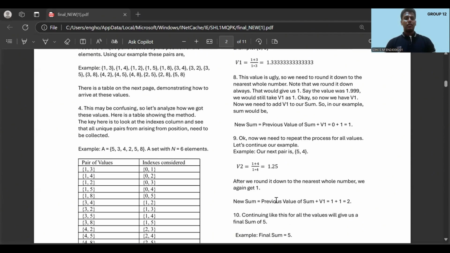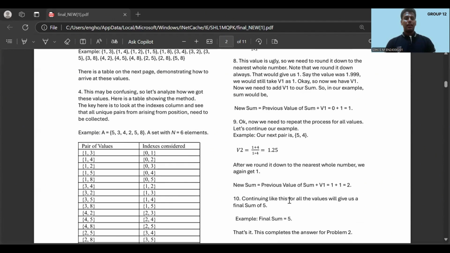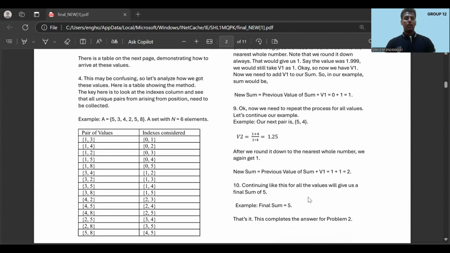The final sum is your answer. For example, with A equals 5, 3, 4, 2, 5, 8, following those steps gives a sum of 5.